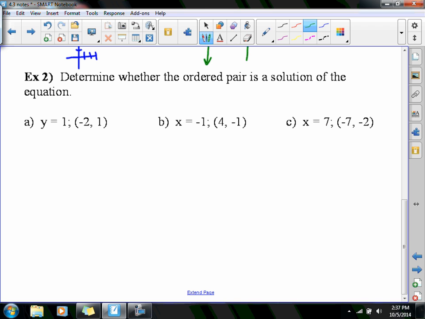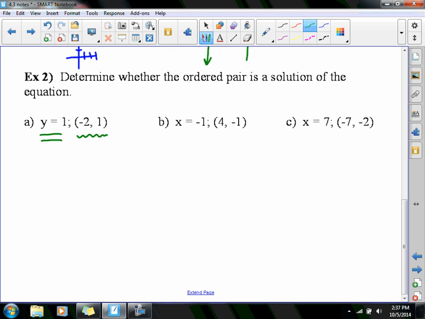So now they're going to give us an equation and an ordered pair. And we have to ask ourselves, is that ordered pair a solution to that equation? So it's taking what we did and going one step further.